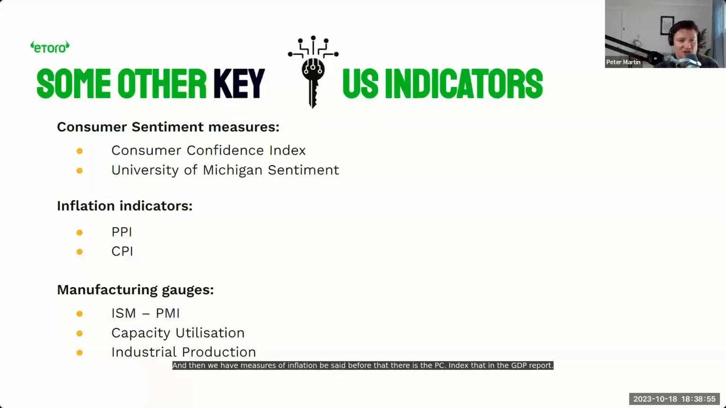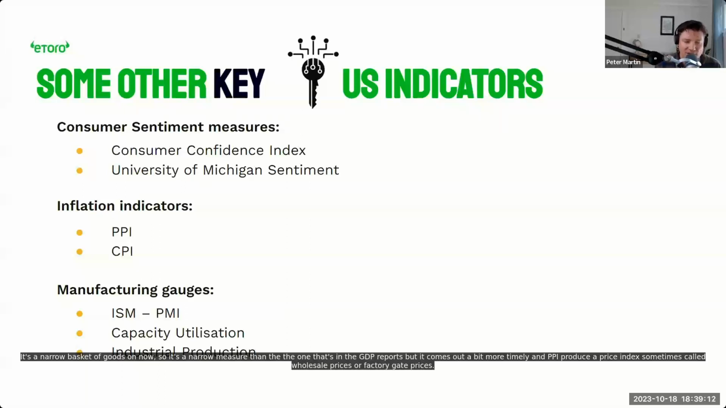And then we have measures of inflation. We said before that there was the PCE index in the GDP report. There's also a couple more, PPI and CPI. CPI is the Consumer Price Index. It's a narrow basket of goods, so it's a narrower measure than the one in the GDP report, but it comes out a bit more timely.